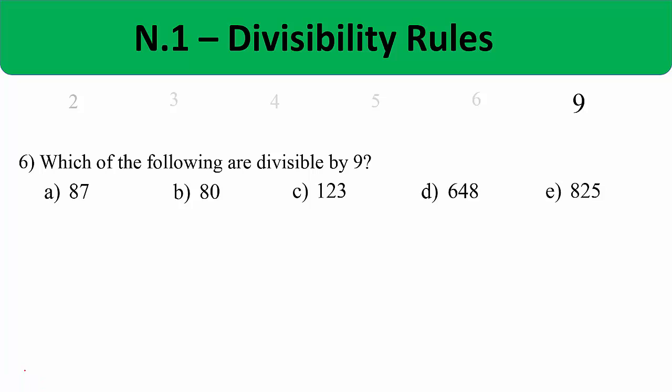The last factor we're going to look at is 9, and it holds a rule that's very similar to the factor 3. If the digits of the number add up to a number divisible by 9, then the original number is also divisible by 9.